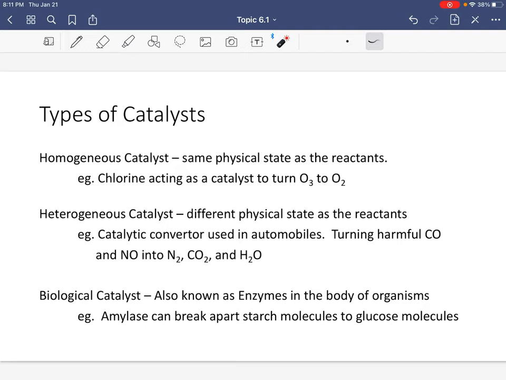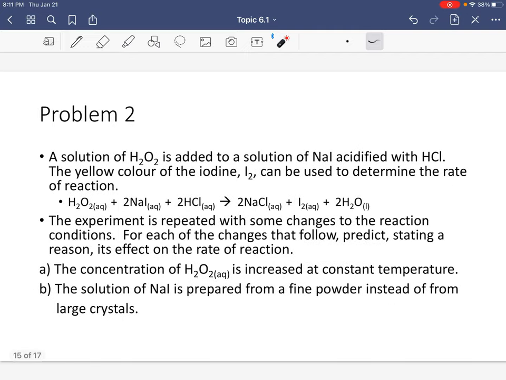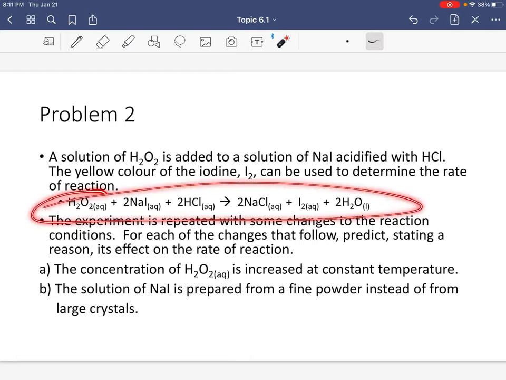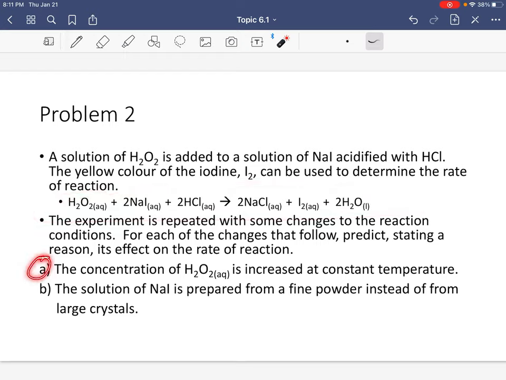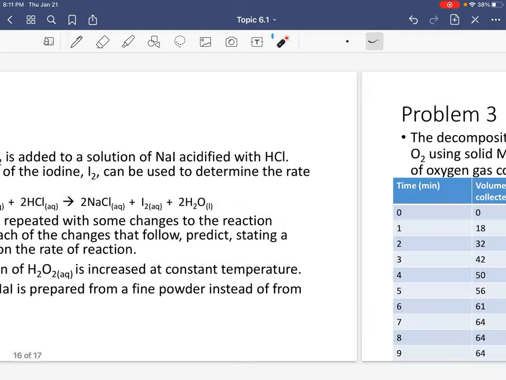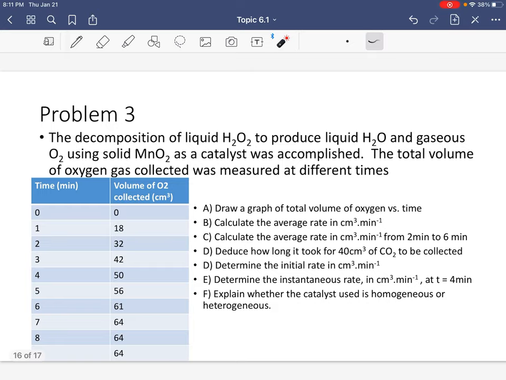Simple. All right, so as I said, I have three questions for you to do. Question number two is based on this reaction. I'm telling you a couple of scenarios, and you need to tell me what is contributing to the rate of reaction. You just have to read. Another graph for you to do. You just can't get enough of this.